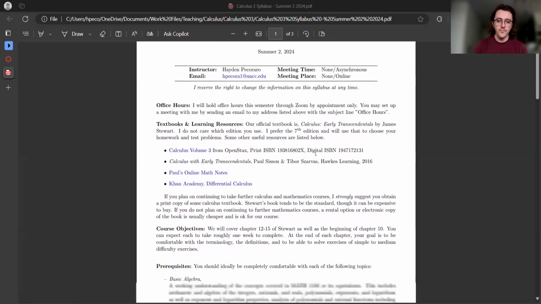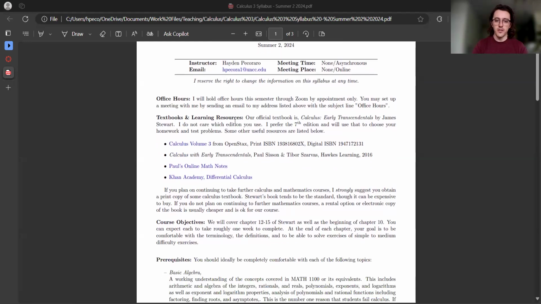Okay. All right. Our textbook this semester will be Calculus Early Transcendentals by James Stewart. This is the pretty standard textbook for calculus. I don't care what edition you use for this course. I use the 7th edition, and I use that for your homework and test problems. That's where I pick them from. But you can use whichever version you want. Most of the sections that we'll cover should be in your textbook.